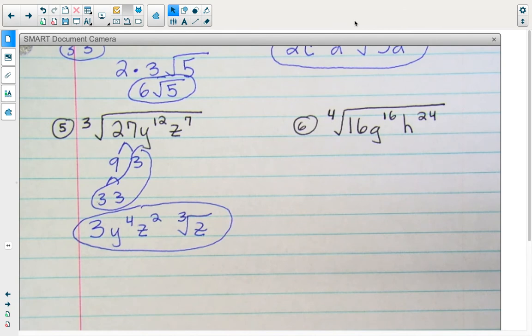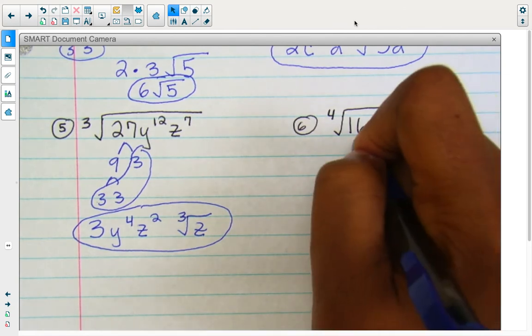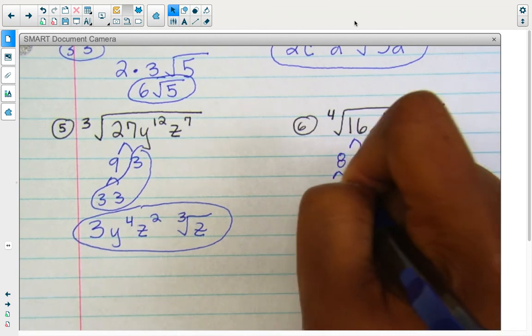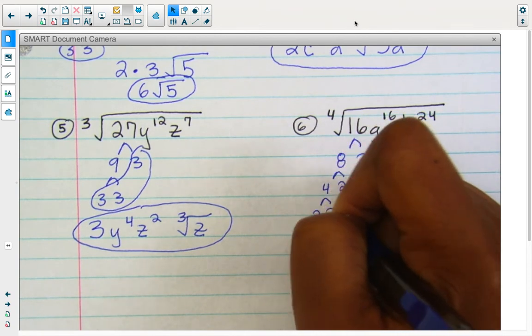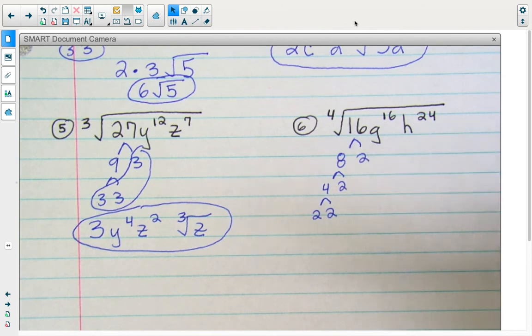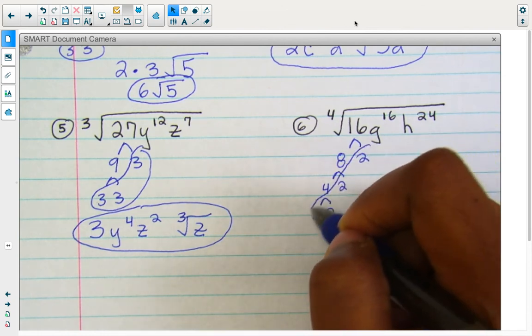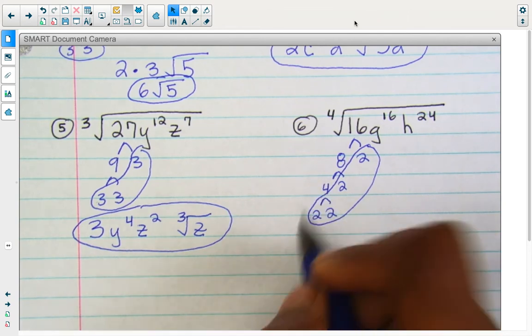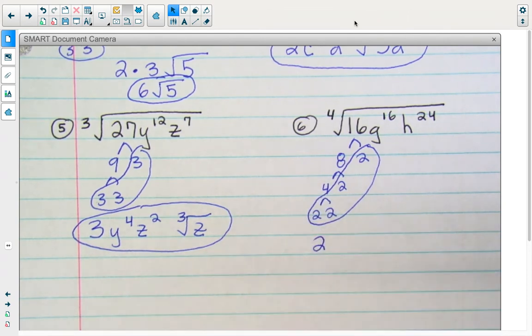All right, number 6, break it on down. So 16, let's do 8 and 2, let's do 4 and 2, and let's do 2 and 2. So my index is 4. I'm looking for 4 of the same number. So 1, 2, 3, 4. I got 4 2's, so that is a complete group. So 4 of the same number, that's going to go on the outside of the square root.